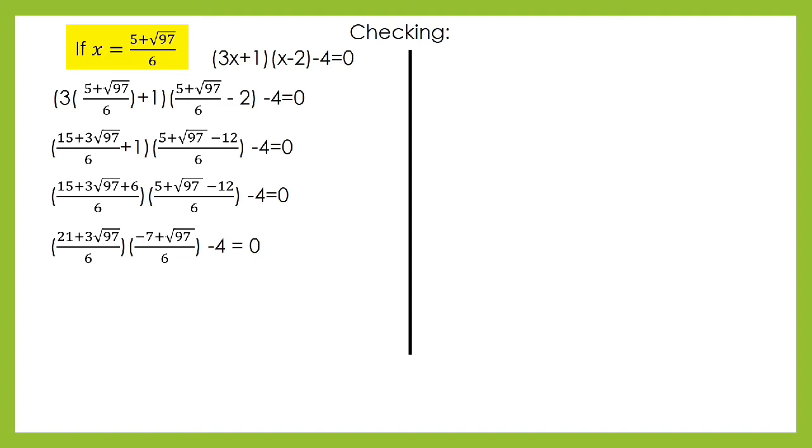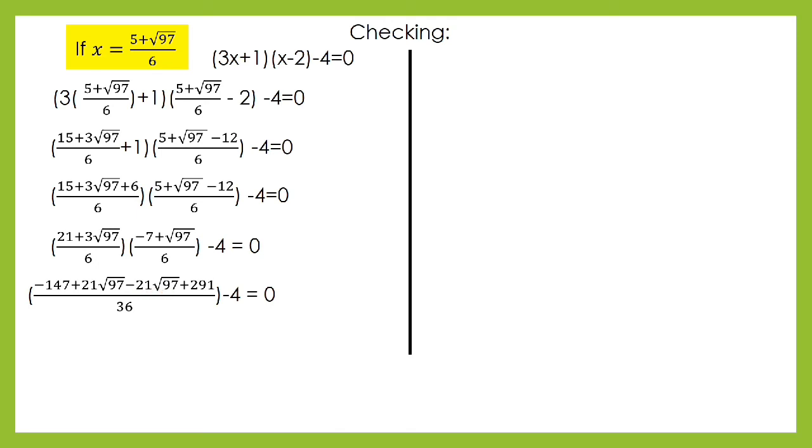And then, we multiply. So, meron tayong binomial sa denominator. Okay, i-apply natin yung FOIL method. First, 21 times negative 7 is negative 147. Outer, 21 times square root of 97. 21 square root of 97. Inner, 3 square root of 97 times negative 7, we have negative 21 square root of 97.